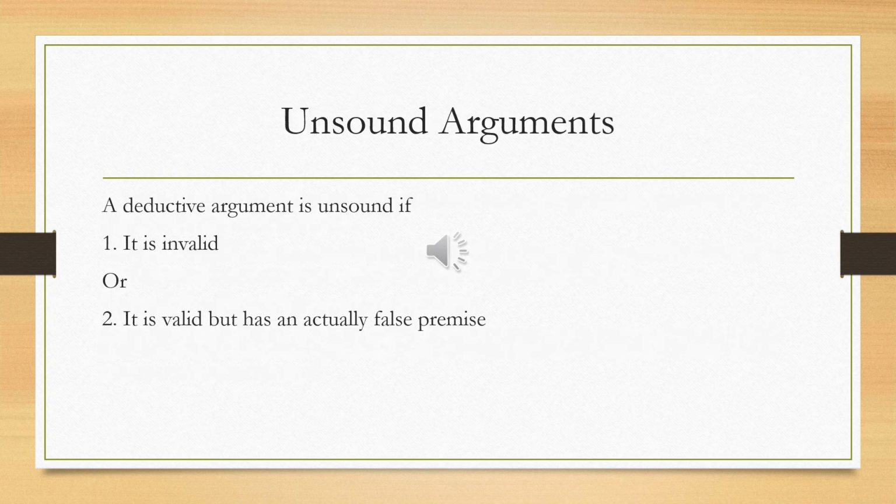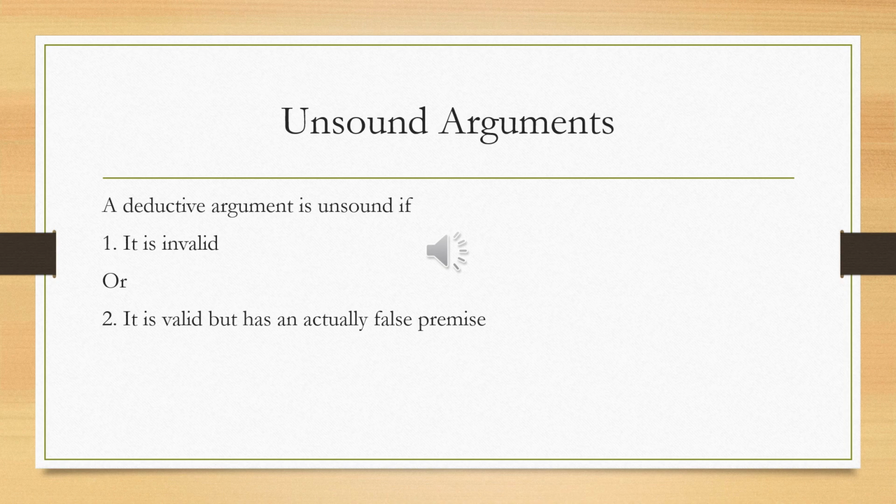So when is a deductive argument unsound? Well, first of all, it's unsound if it's invalid. That's why testing an argument to determine if it's valid or invalid is useful, because if it's invalid, we can simply discard it. If the argument, however, turns out to be valid, then we have to move to the second level of testing and ask, does it actually have true or false premises?